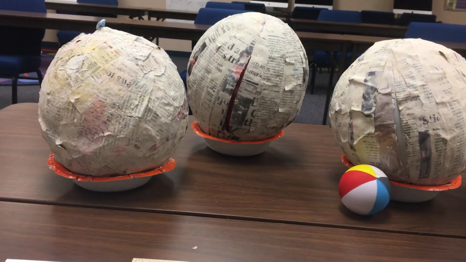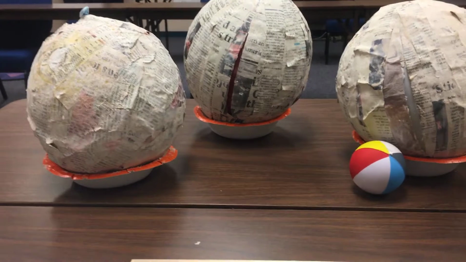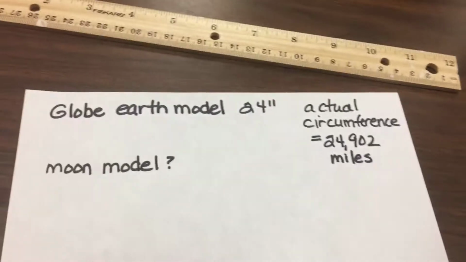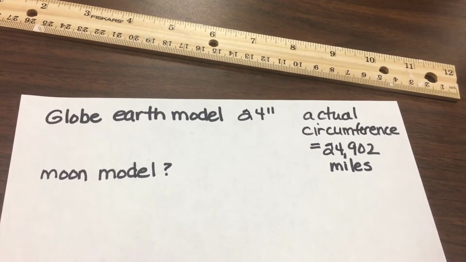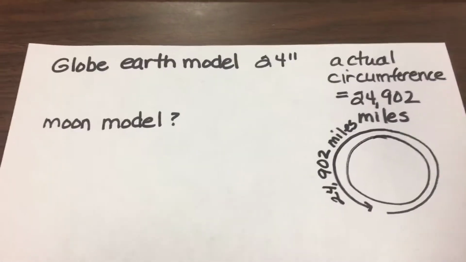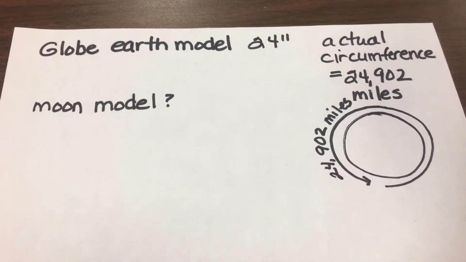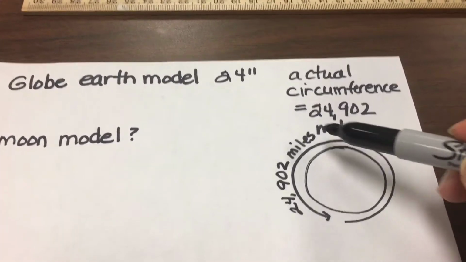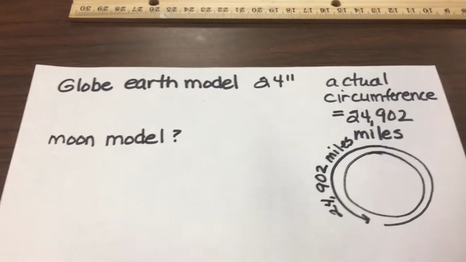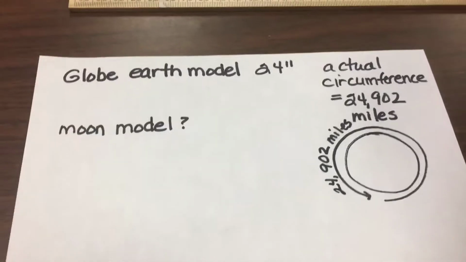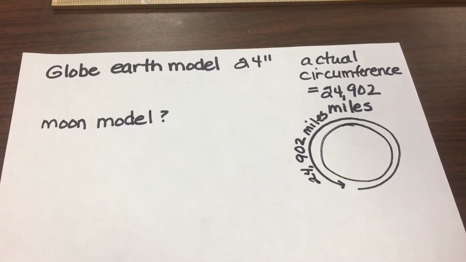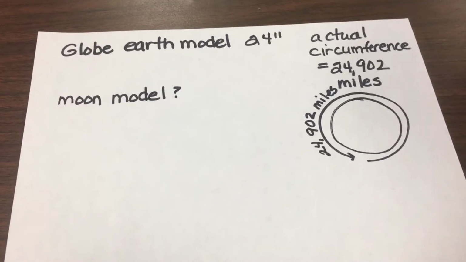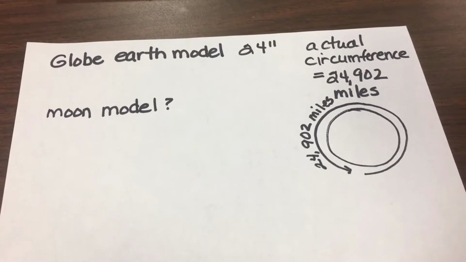Okay, in order to calculate how our distance around our Earth relates to our distance around our moon, we're going to look at some facts. Our globe Earth model is 24 inches around. As you can see, 24,902 miles is the distance around the Earth. If you look at it from above, around the outside, it's going to be 24,902 miles. Have you ever heard that the moon is 1/6 the mass of the Earth? Well, that's true. The moon's mass is 1/6.